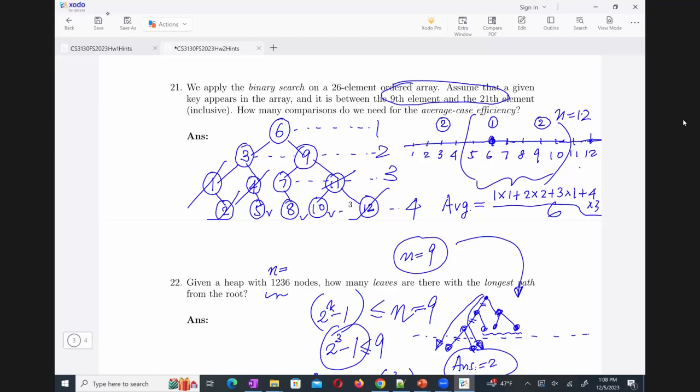How much should I be explaining the binary tree? No explanation, just draw it.